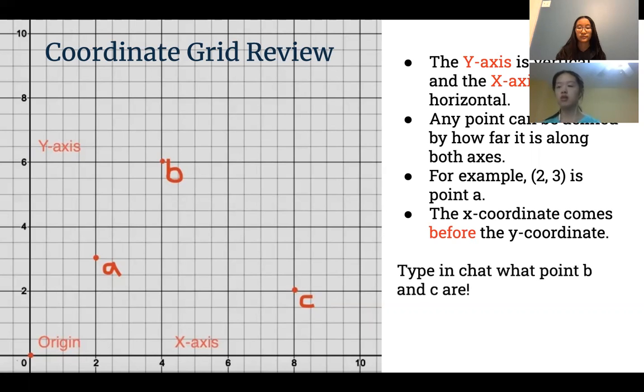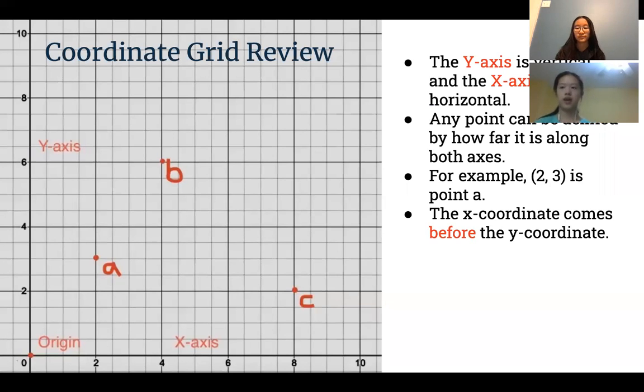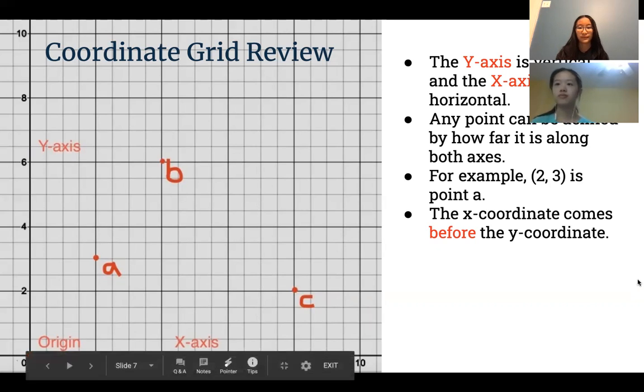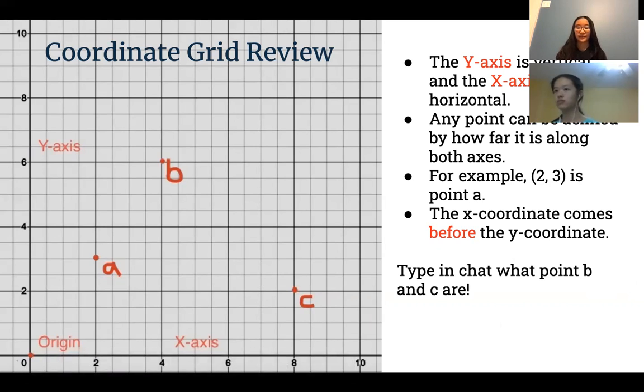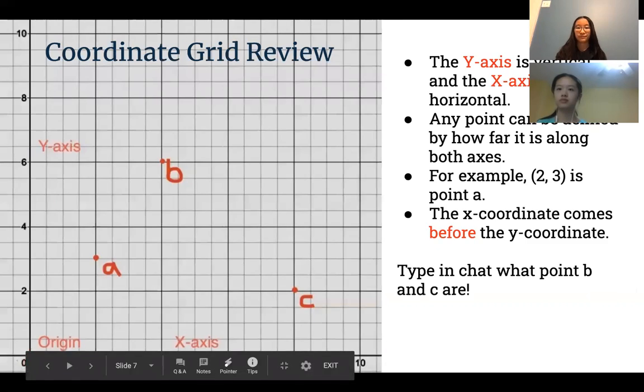And in coordinates, the x coordinate will come before the y coordinate. So for example, 2, which defines how far A is along the x-axis, would come first, and then 3. All right, so here you should again pause and try to write on your own what point B and C are, and make sure you format it correctly with the parentheses, the x coordinate, comma, y coordinate, and then closing parentheses. Okay, and we are going to move on.